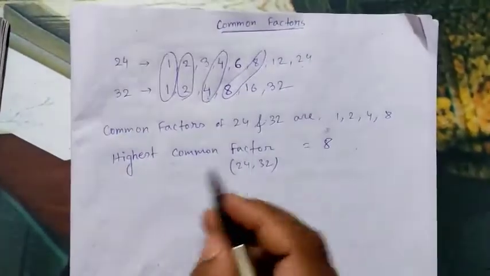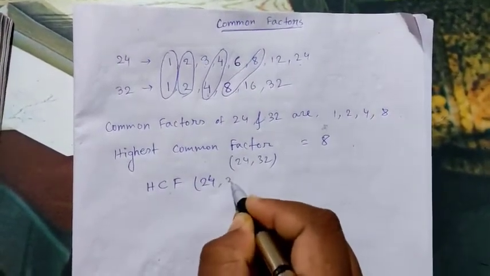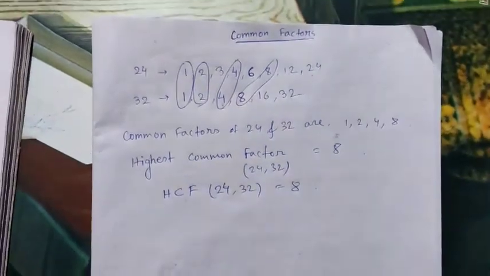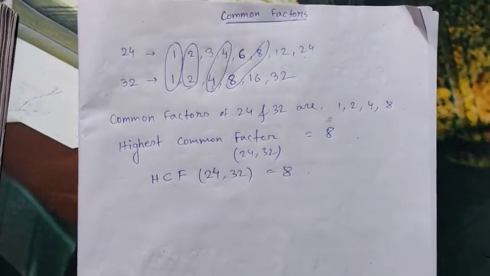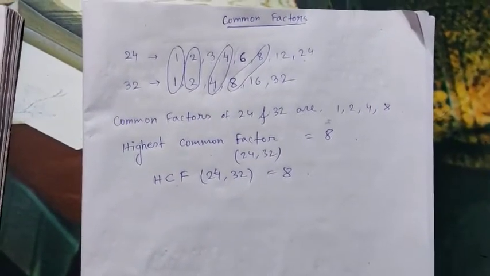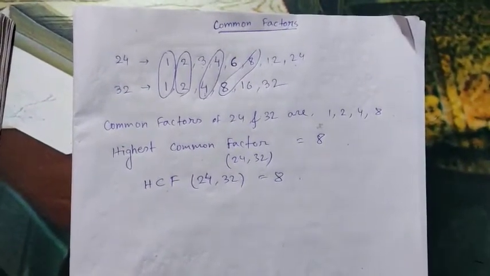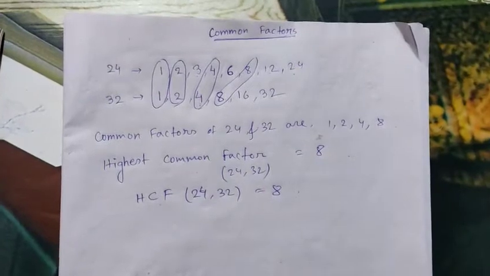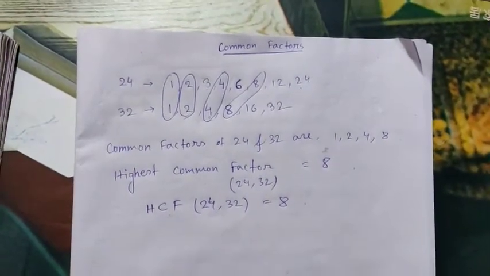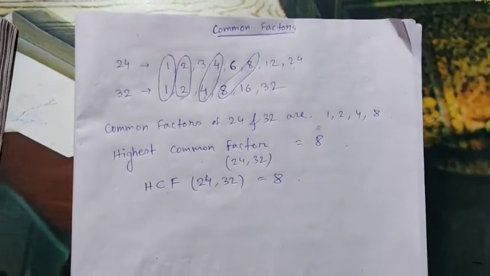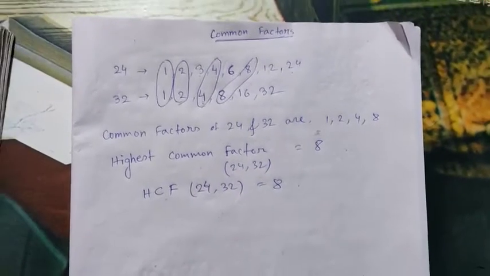And this highest common factor is known as HCF. HCF of 24 and 32 is 8. In the last video, I said that to check whether two numbers are co-prime or not, you need to check the HCF. HCF should be 1. HCF means the highest common factor, which we have learned today. If you are not getting any common factors between two numbers, then definitely you will get HCF as 1, and those are co-prime numbers.